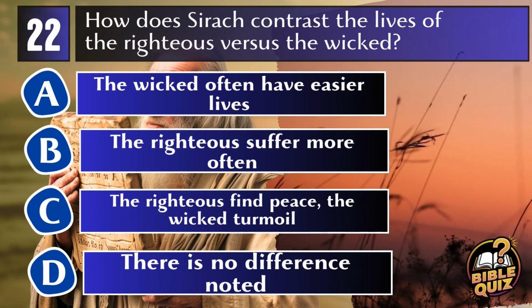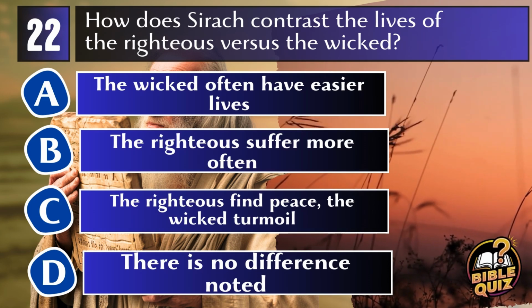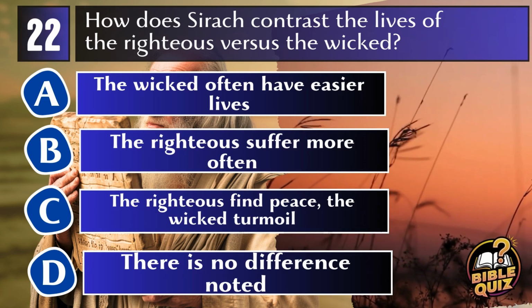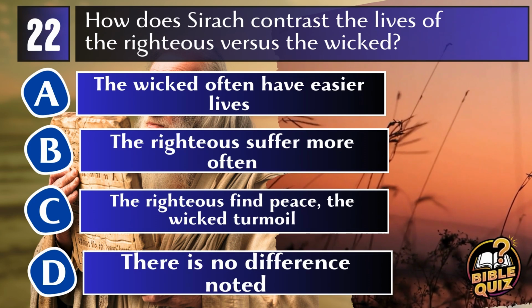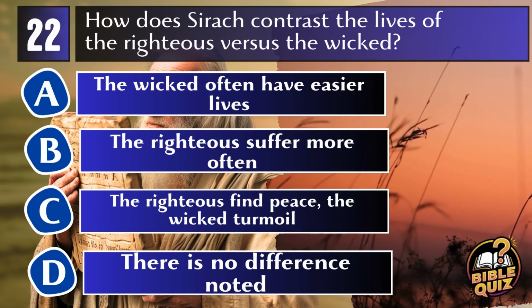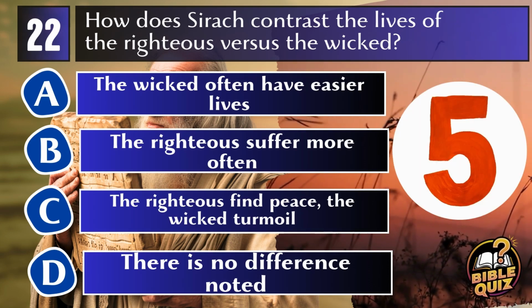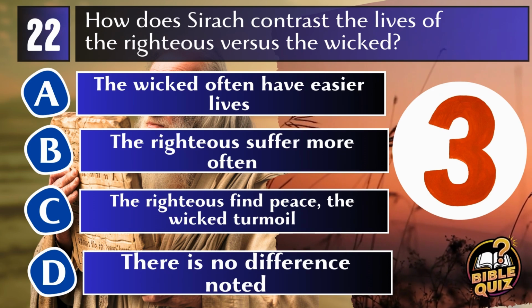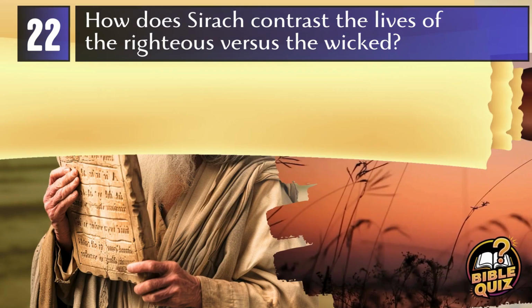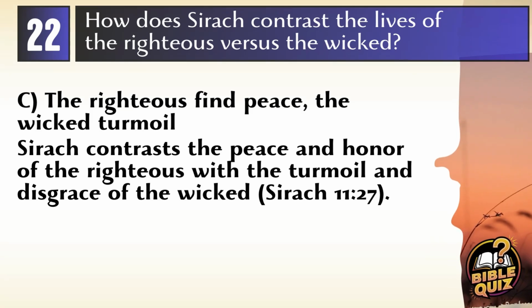A. The wicked often have easier lives. B. The righteous suffer more often. C. The righteous find peace, the wicked turmoil. D. There is no difference noted. Answer C. The righteous find peace, the wicked turmoil.